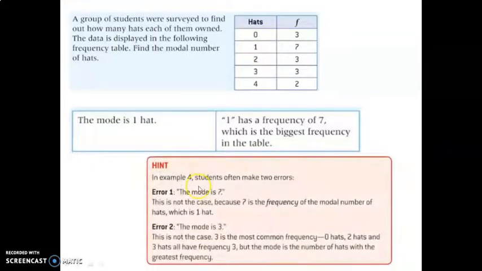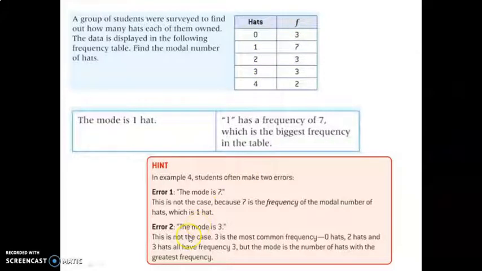Okay, hint, there are errors that students commonly make here. One error is that students would say the mode is 7. They just look at this part of the table and they say, hey, that's the biggest number. But remember, that's not our data. This is our data. And this is just telling us how many times each of our pieces of data occurs.